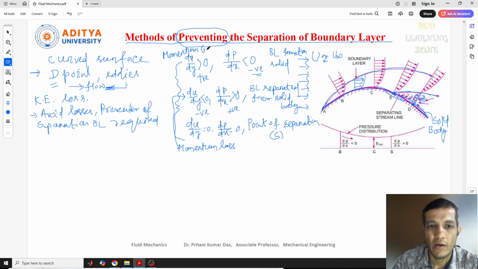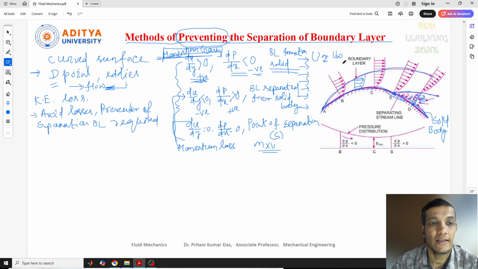So we need to always try to keep the momentum gain so that the boundary layer formation will continue along the flow. And if the momentum loss starts, the momentum loss is nothing but energy loss, because we know that momentum equals mass into velocity. So we need to always try to keep the momentum gain, so the pressure gradient should be negative and the velocity gradient should be positive, so that we can continue the boundary layer formation, and that's why we won't get any kind of losses in the flow. So to prevent these things, I'll tell you a few methods.